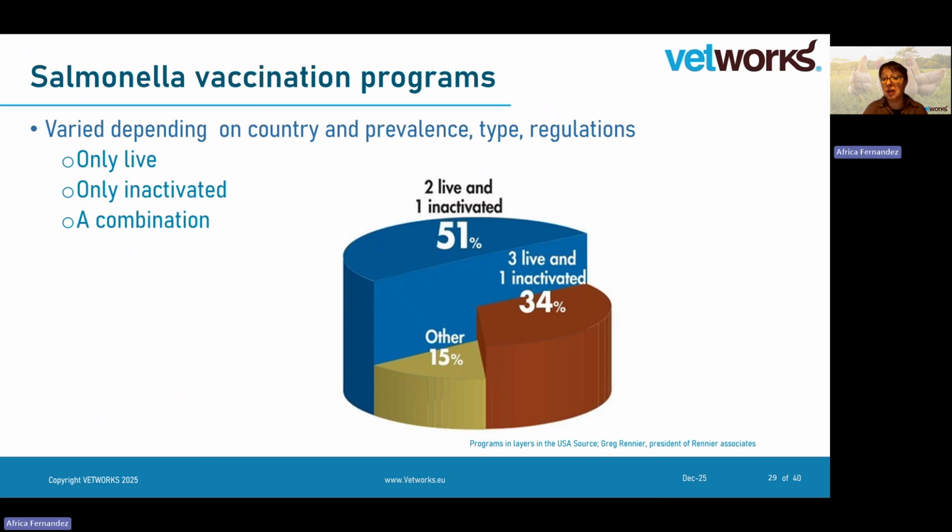The most common programs worldwide, I would say, are, as I mentioned, this combination of live and inactivated. How many live? Well, it will depend on the risk. In the country it is usually between 2 and 3 live.